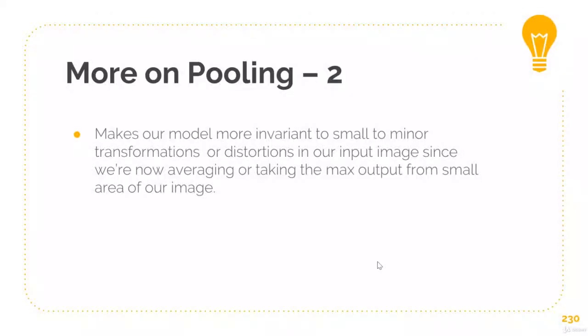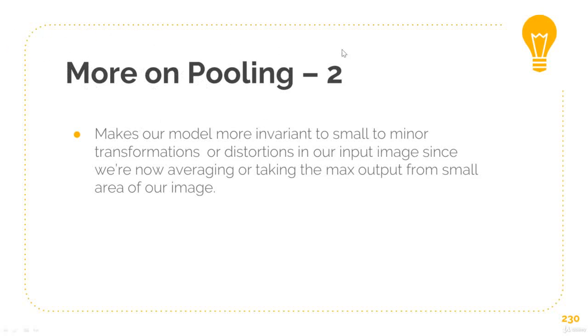So let's keep moving on. This makes our model more invariant to small or minor transformations or distortions in our input image, since we're now averaging or taking the max output from a small area of an image. What this actually means is that instead of looking at specific pixels in an image, because we're downsampling and looking at the max in an area, we add some spatial invariance to our filters. So our filters aren't super specific to certain areas.